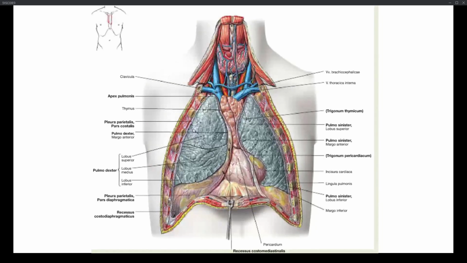Okay, now we will speak about this part of this picture specifically. It's called the trigonum pericardiacum, and it's actually quite important for several reasons. This is a space where you would normally use an intracardial injection. So if you have ever watched any action movie where someone is dying, they are pulling out a big needle and pushing it through the chest.